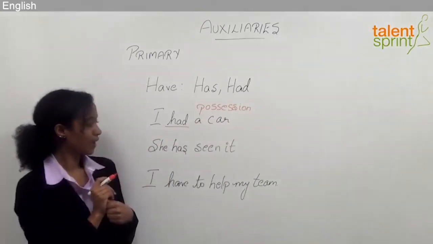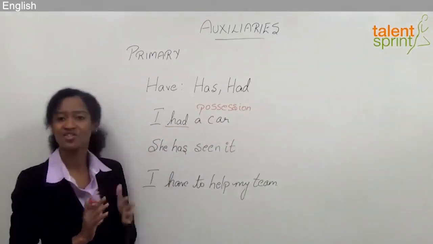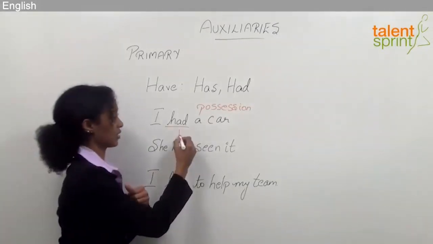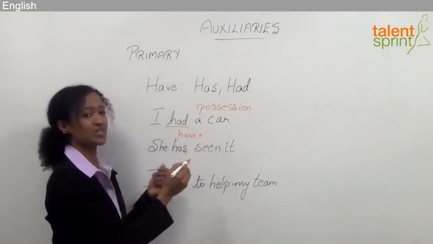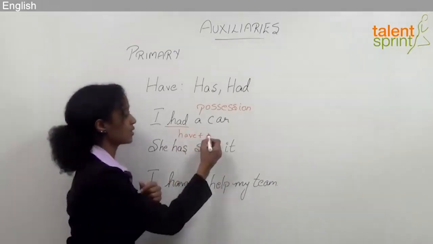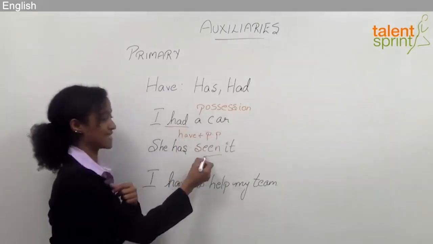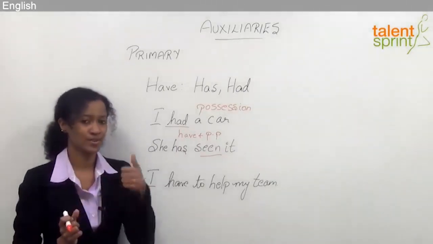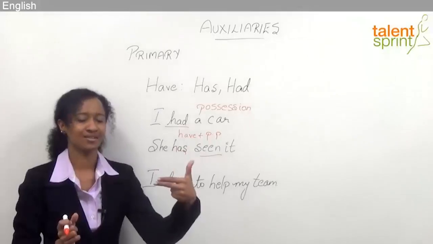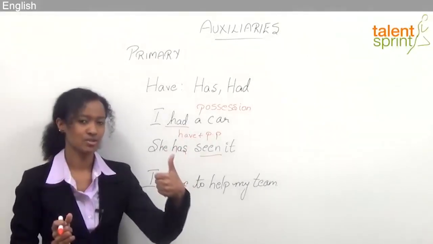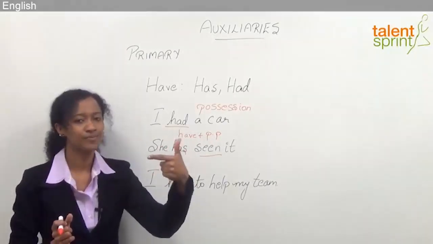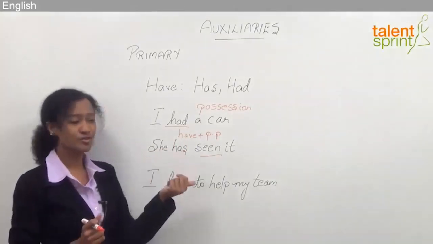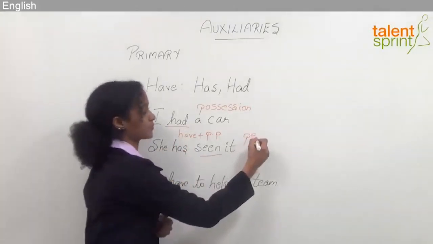All right. In the second sentence, it is just used to form perfect tenses. Now, what is a perfect tense? Have, which is has or had form, plus the past participle, seen. Remember, the past participle is the third form of the verb. So, see, saw, seen. See is the simple present tense, saw is the simple past tense, and seen is the past participle. So, it is also used to form the perfect tenses.